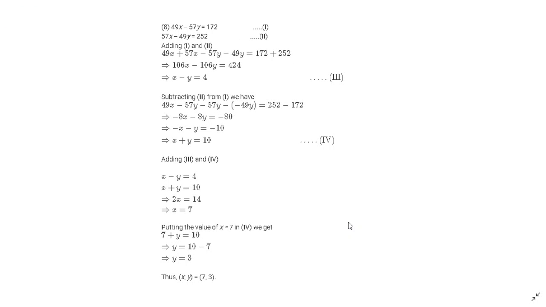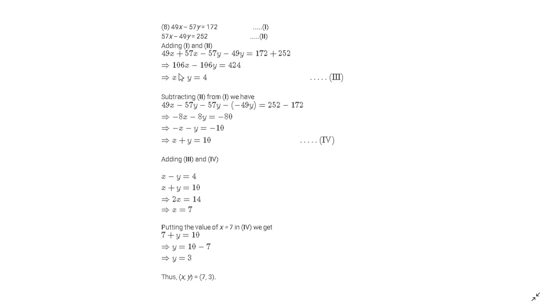Example number 8 is 49x minus 57y is equal to 172, and 57x minus 49y is equal to 252. So this is a similar type of example to the one we just saw. We do both operations, adding and subtracting. Firstly, we are adding here.